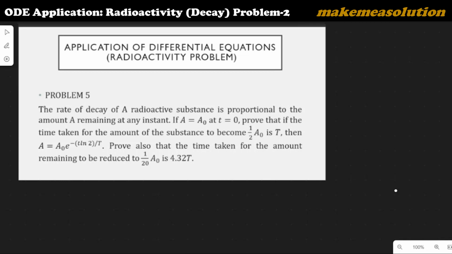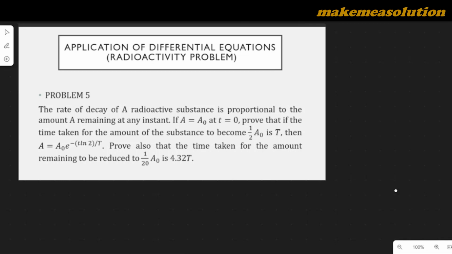So we said the rate of decay of a radioactive substance is proportional to the amount A remaining at any instant. If A equals A naught at T equals 0, prove that if the time taken for the amount of the substance to become half A naught is T, then A is equal to A naught exponential minus T ln 2 over T. Then prove also that the time taken for the amount remaining to be reduced to 1 over 20 A naught is 4.32 T. Okay, wow, this one looks kind of intimidating, but let's see how intimidating it can get. Solution.